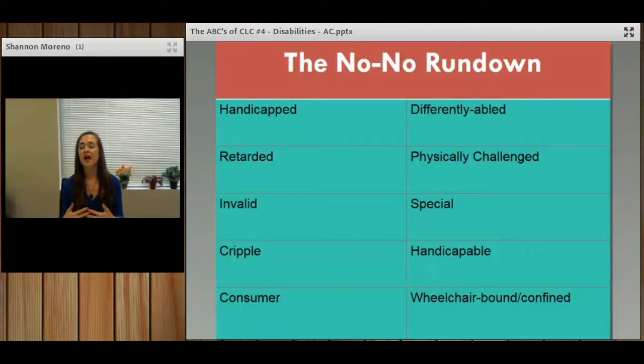This is an example of looking at disabilities and persons with disabilities from a perspective of, oh, it's a lot of suffering that's going on, and oh, it's so terrible.